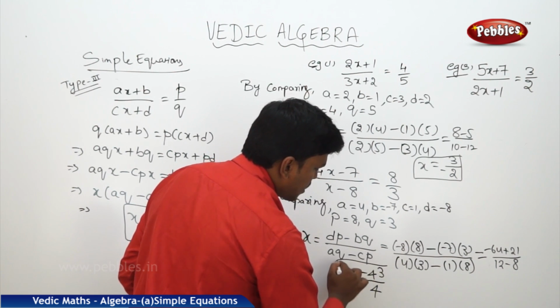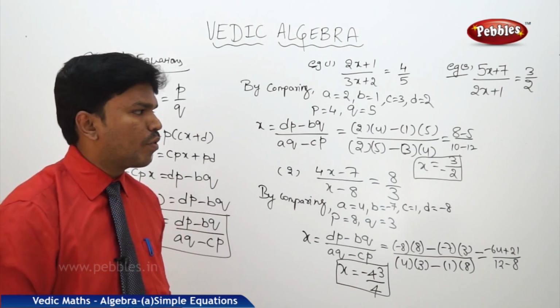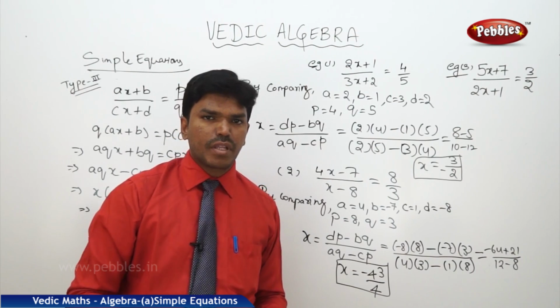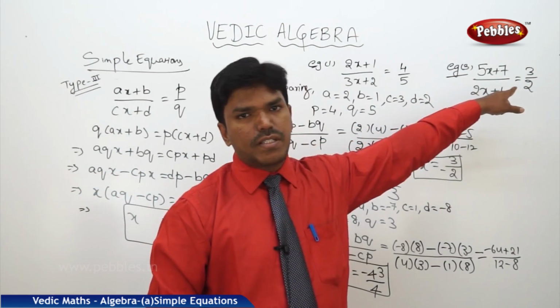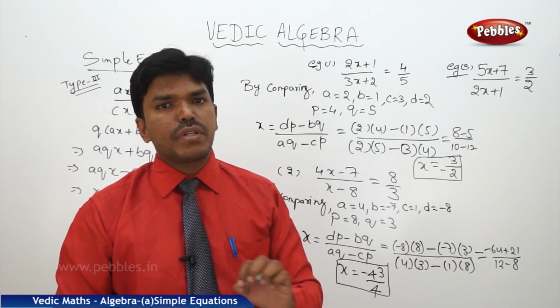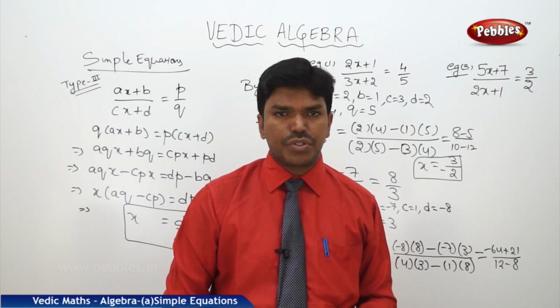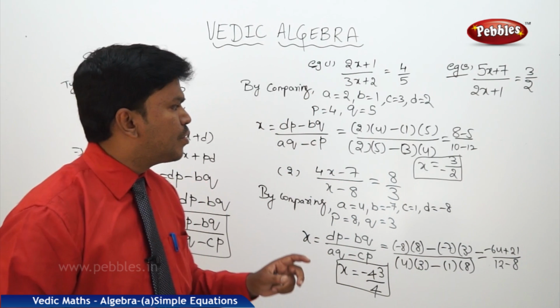So my answer, the x value, is how much I got? Minus 43 by 4. Now you please pause and do the third example, which is here. After resuming, simply check your solution with my solution. Okay. Now let us do the third example.